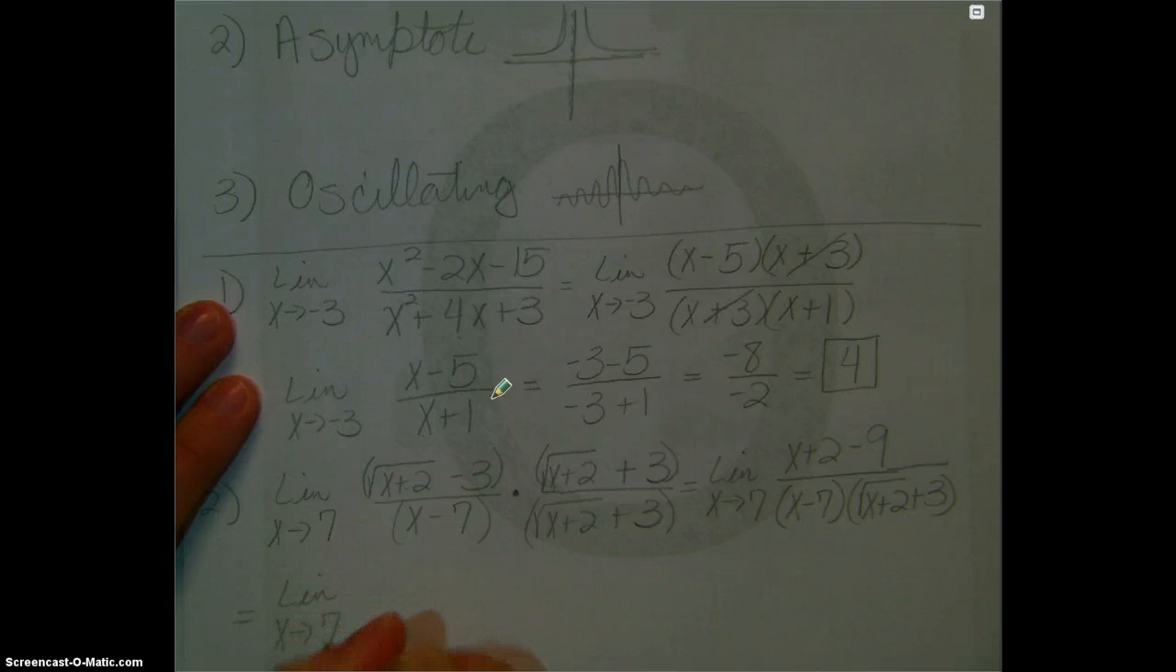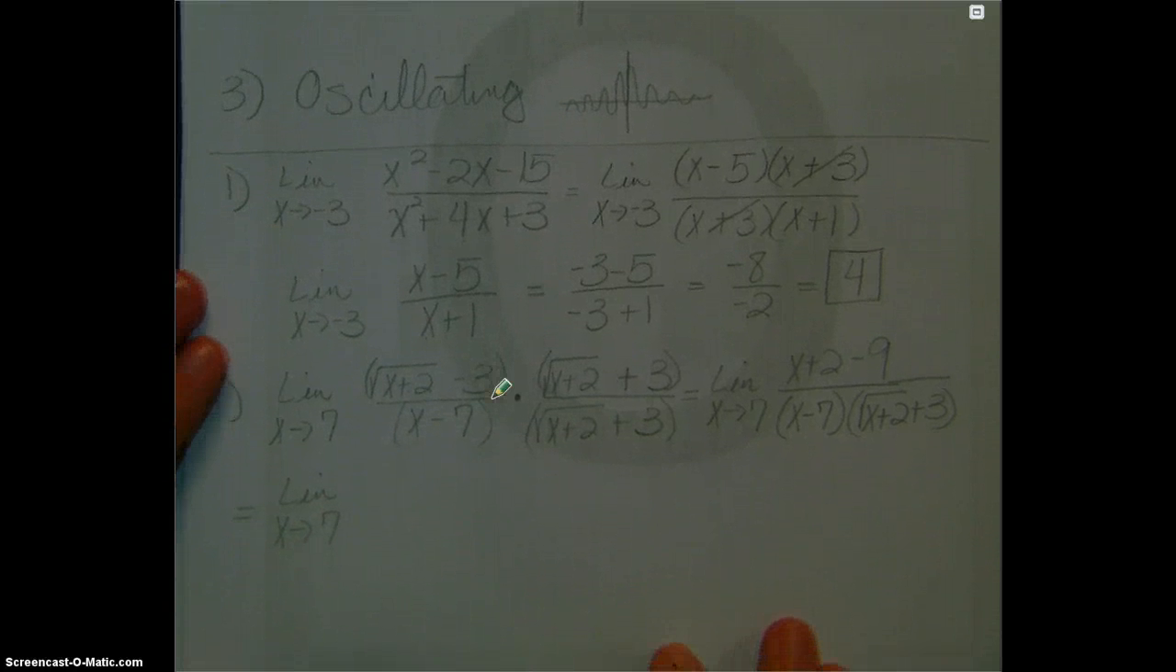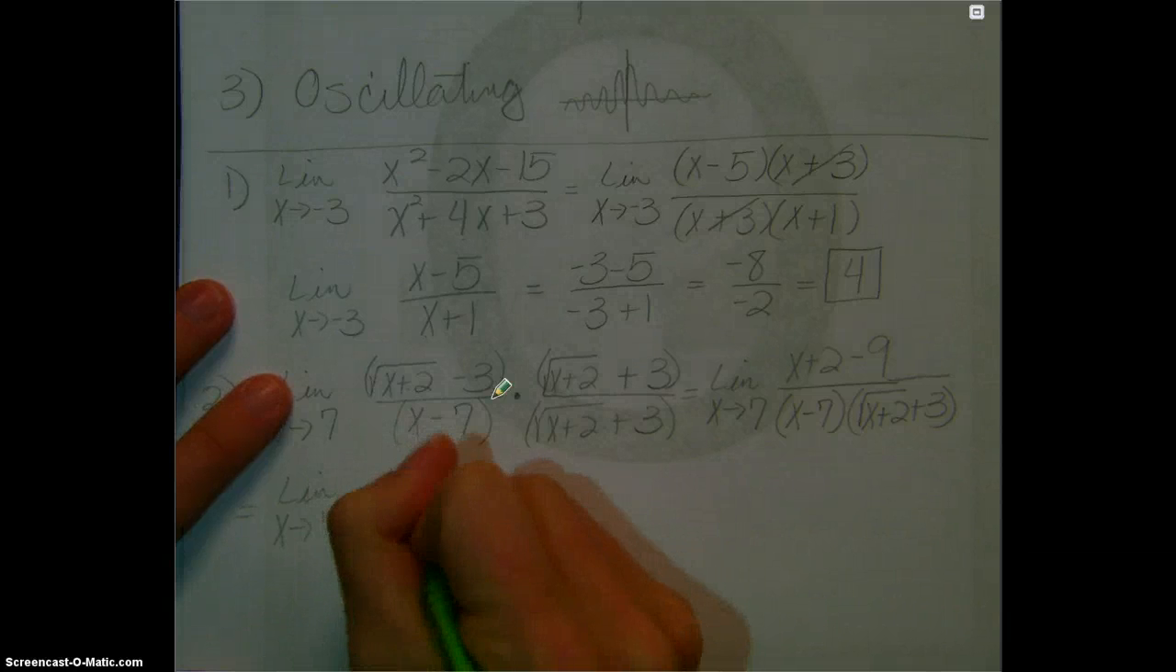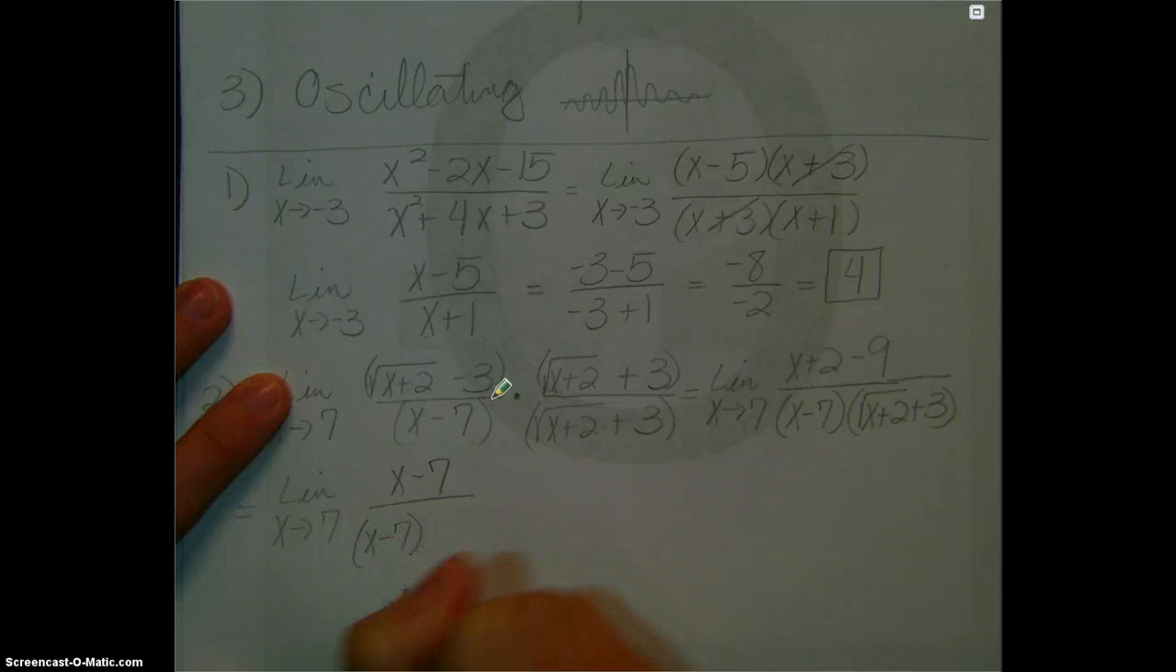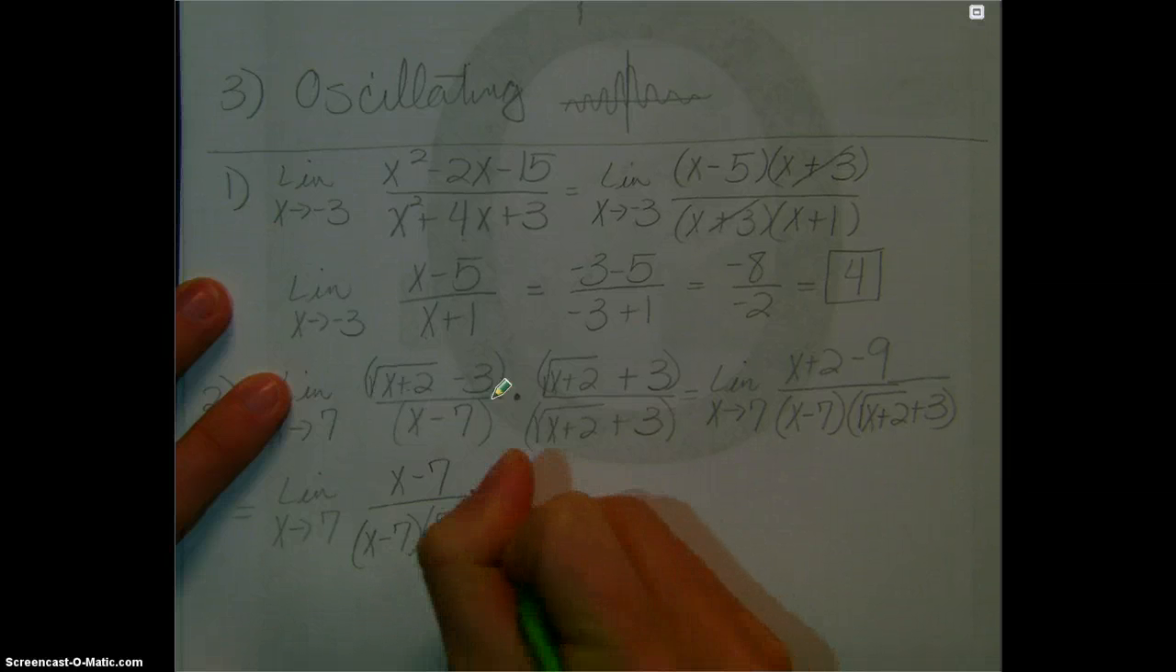Alright, rewriting my limit. Let's simplify that numerator just a little bit. So I'm going to have that be x minus 7 now. And then on the bottom I have x minus 7 as well. And there it is right there. That's going to cancel out. And at that point I'll be able to use direct substitution.